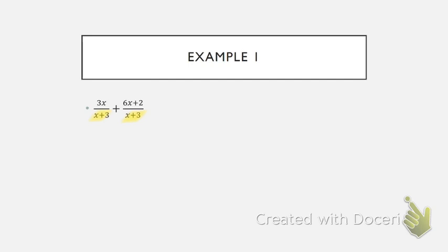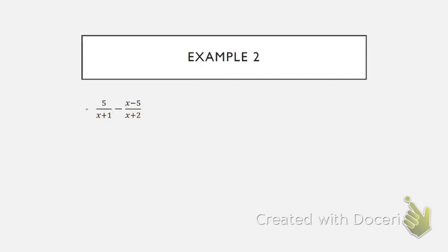So if you have a common denominator, we add the numerators, so 3x plus 6x is 9x. The plus 2 just follows because there's nothing else. So we combine like terms in the numerator and leave the denominator alone. So when we're adding and subtracting, first there has to be a common denominator. If there is a common denominator, we combine like terms in the numerator and leave the denominator alone.